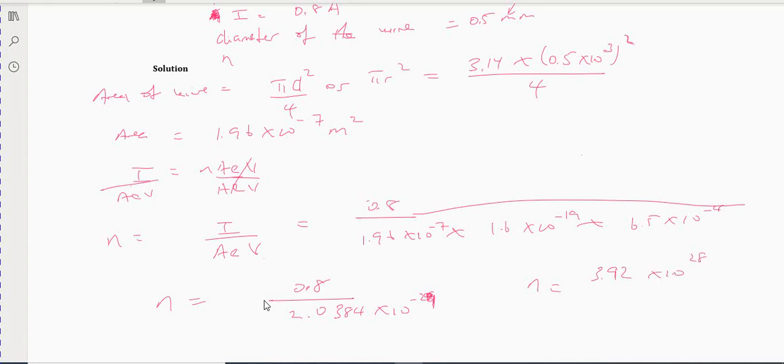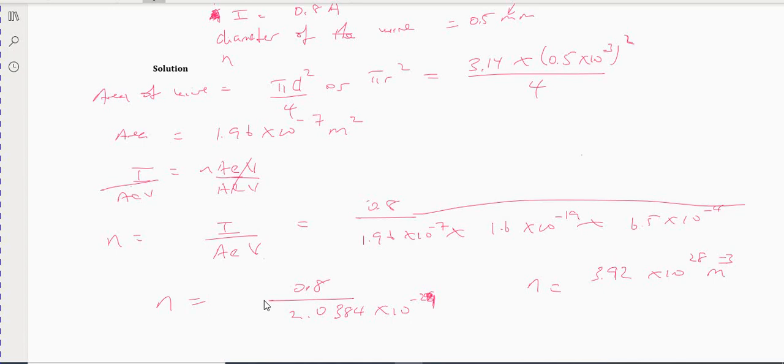And the unit here is per meter cube, I believe is what we would call it, or you can say meter to the minus 3. Yeah, so that's the unit for that. So that's what you would do, guys.